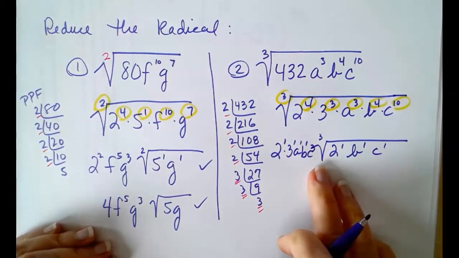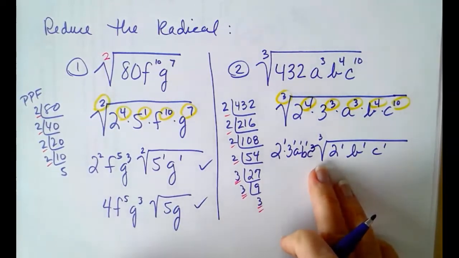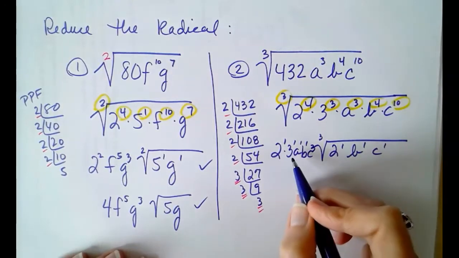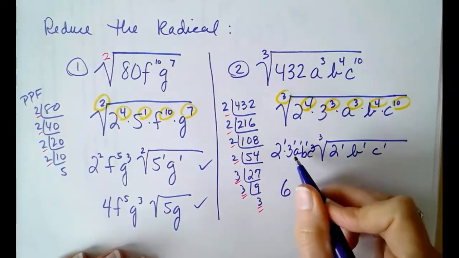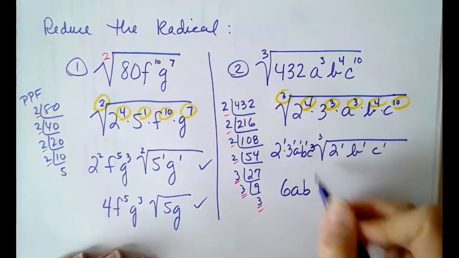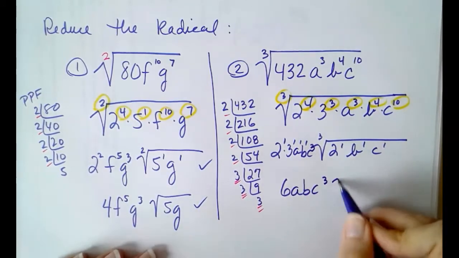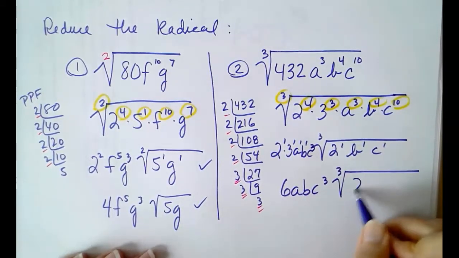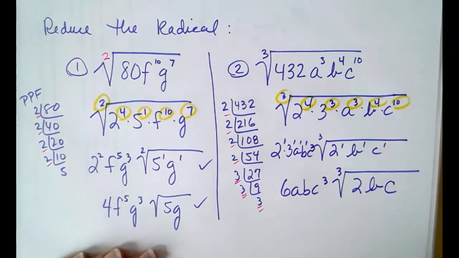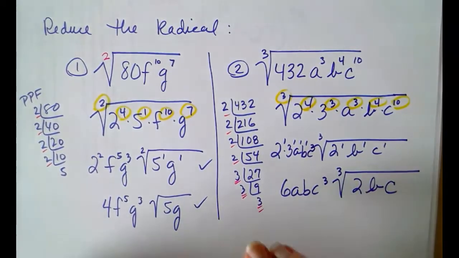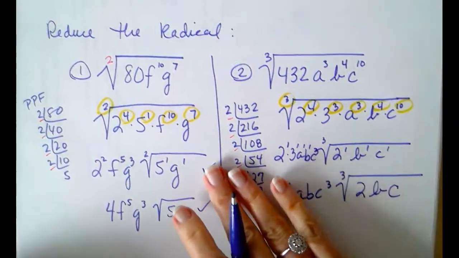So what is the coefficient of the radical? 2 times 3, which is 6, A, B, c to the 3rd, and then the cube root of 2b, C. That is the simplified radical. We have 4 of these on our test tomorrow.